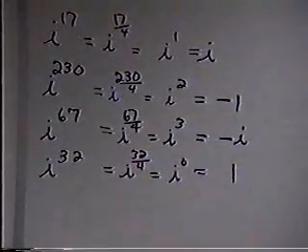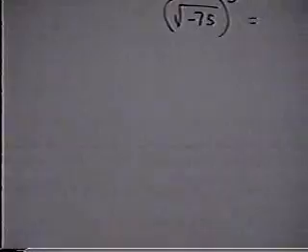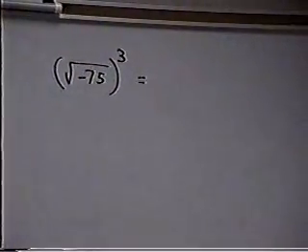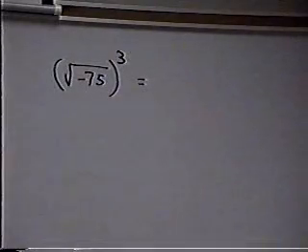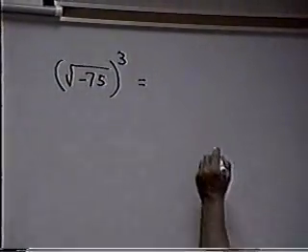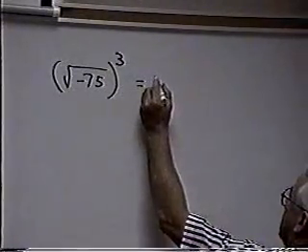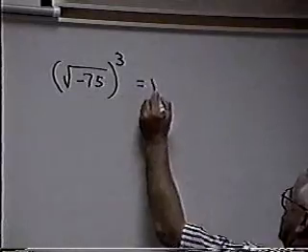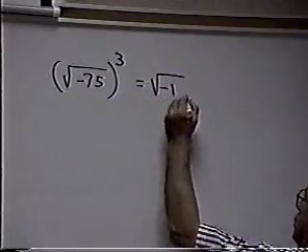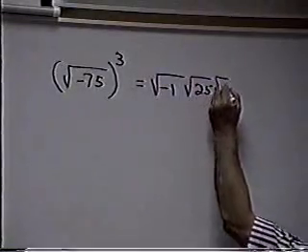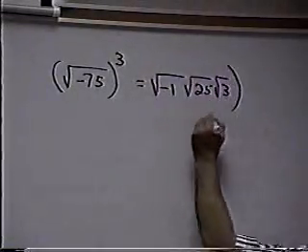All right, let's use this now to work a problem. Let's say that we have the number, the square root of minus 75, all cubed. Well, let's see, what could we do here? One thing we could do is say, all right, that's minus 1, square root of 25, and square root of 3. That's all cubed.